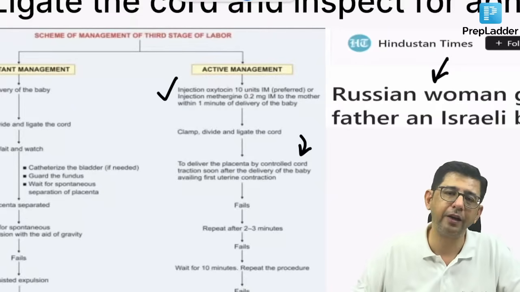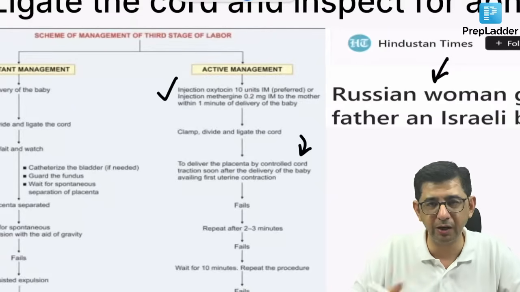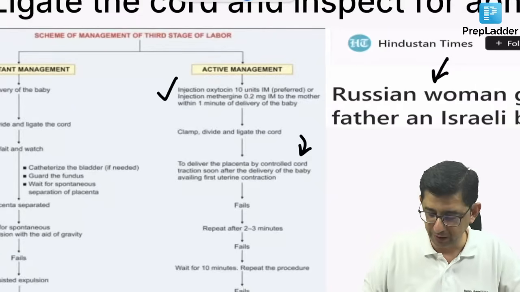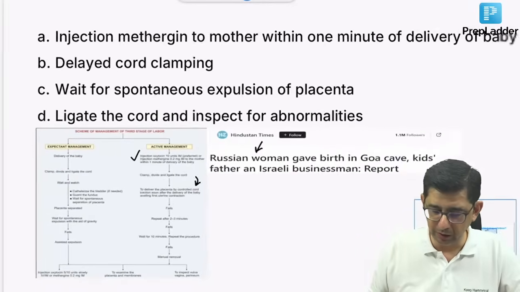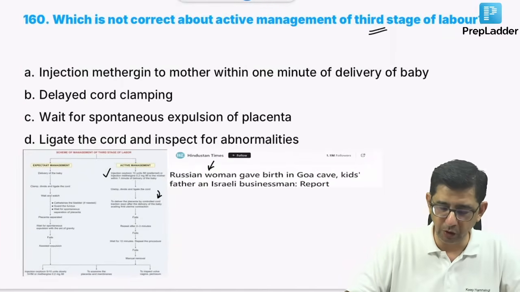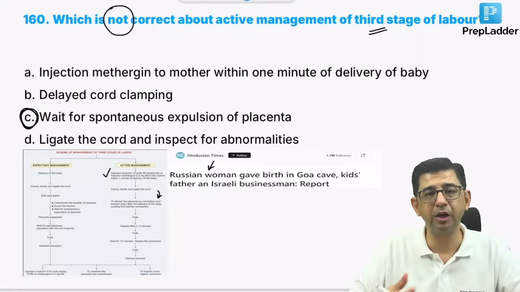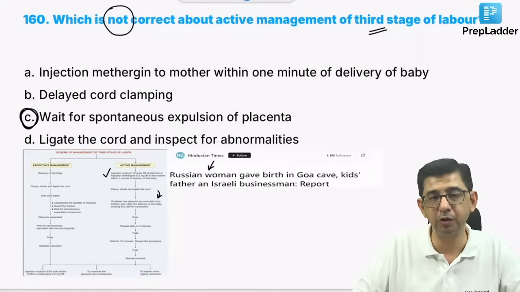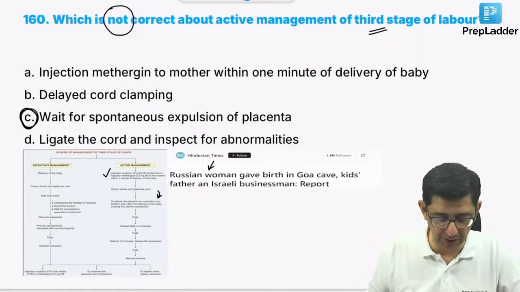All of you would have taken on delivery. So we do a controlled cord traction and we gradually remove the placenta. Here he's asking what is not correct about active management. So we don't wait for spontaneous expulsion. That would be done for expectant management and not in active management. The answer is C.